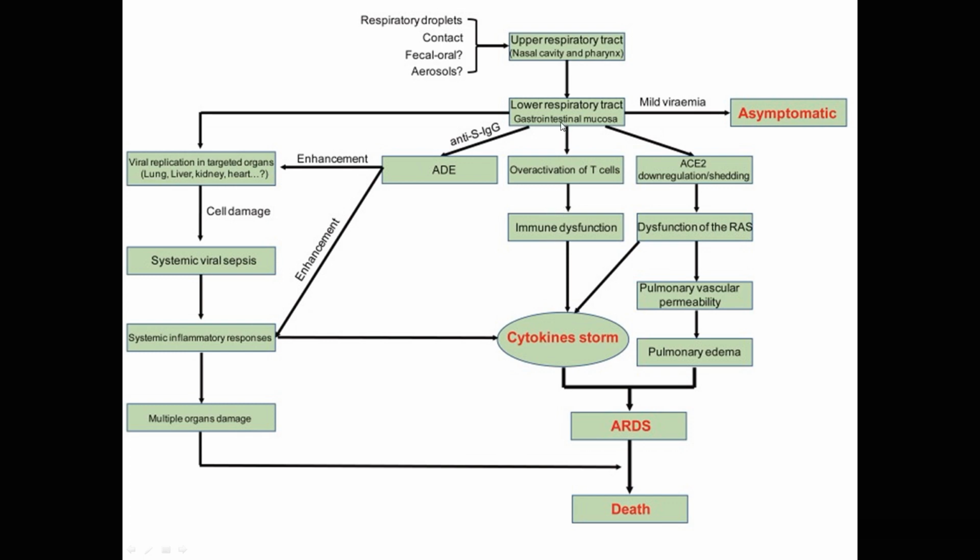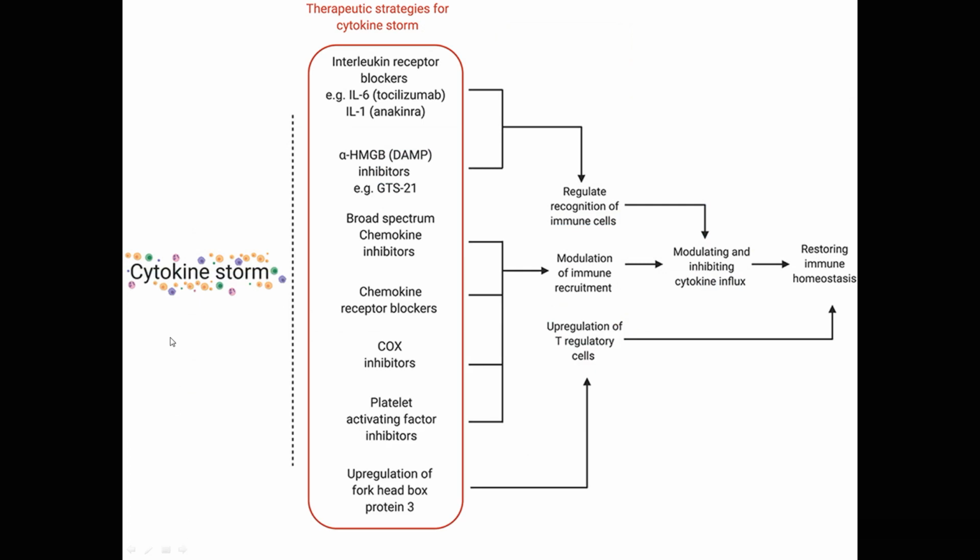So, the consequence: overactivation of T cells, immune dysfunction together with overproduction of inflammatory mediators, cytokine storm, acute respiratory distress syndrome, and death. This is the typical sequence of events in COVID-19 infection. Is it possible to treat, less or more specifically? For now, no, there is no specific medicine for this virus.